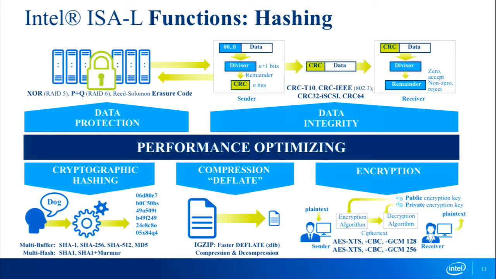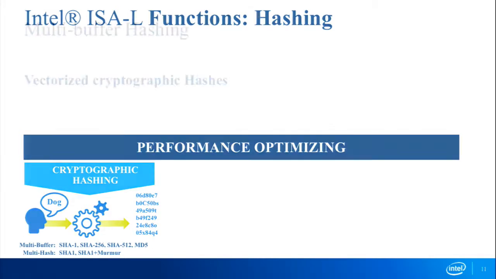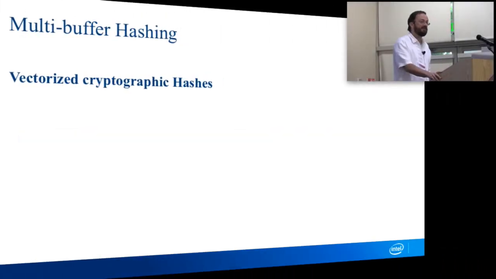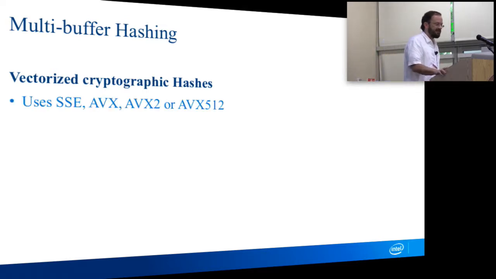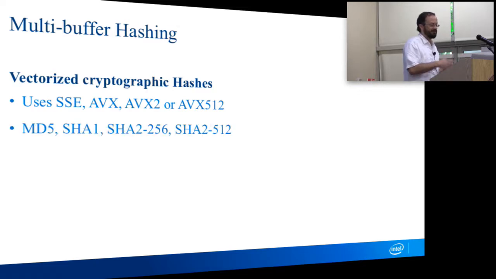And so for that case, customers were looking for better throughput. And so the multi-buffer hashing is basically vectorized cryptographic hashes. How it works is you have a bunch of independent hash jobs, like you do in a storage system. And then you can put them together and run them together in a vectorized instruction. So MD5, SHA-1, SHA-256, SHA-512, we do various.